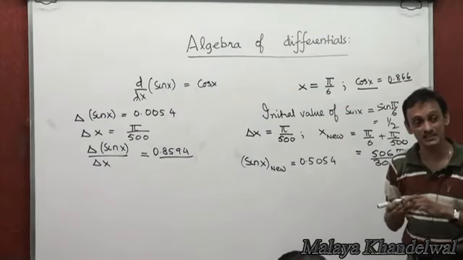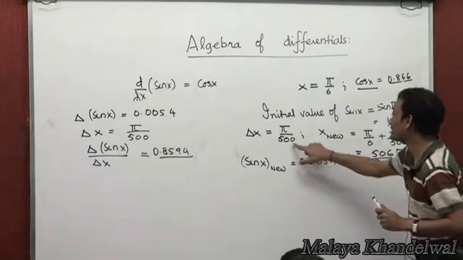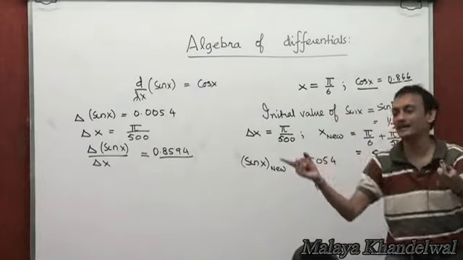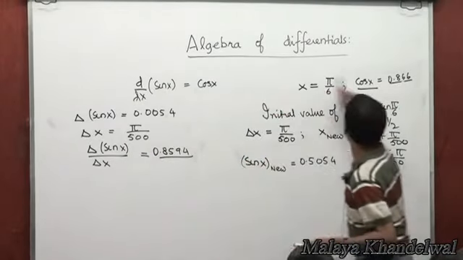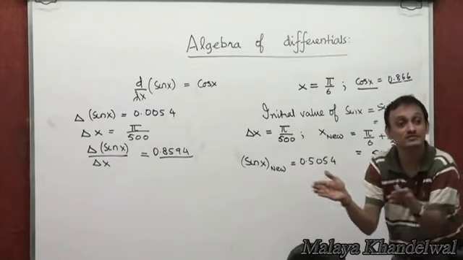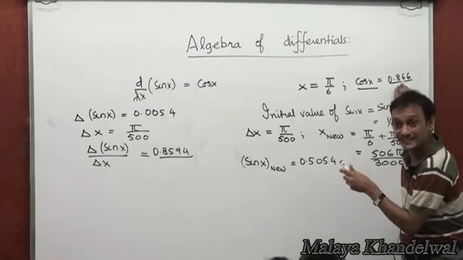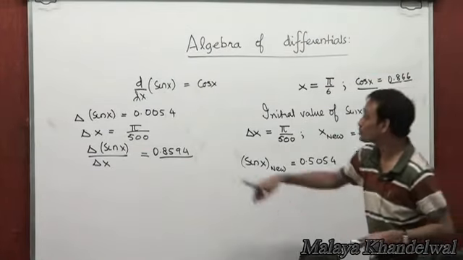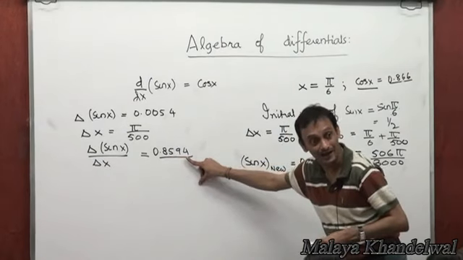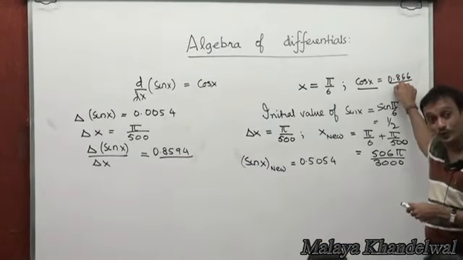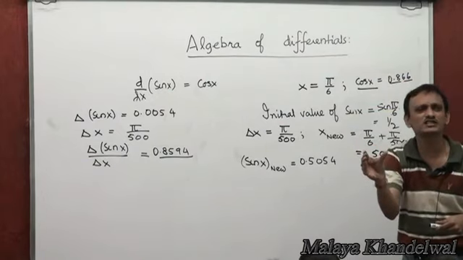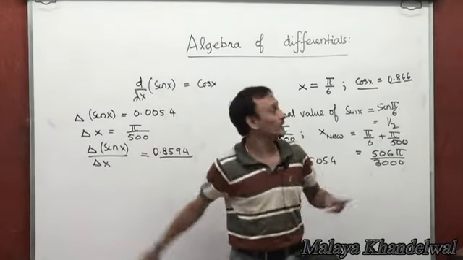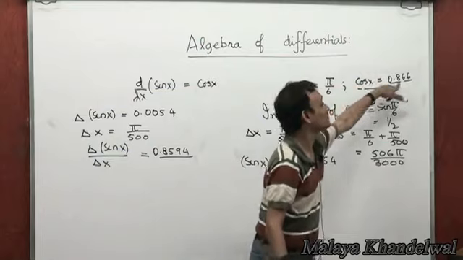Now, my contention is, if you decrease delta x further, let's say you make it pi by 5000, and again compute new sin x, old sin x, and the change in sin x by sin x, it'll close in. It'll come even closer to 0.866. You make it pi by 500,000, and this ratio will come closer and closer to 0.866. That means when delta x is made smaller and smaller, the change in sin x by change in x will come closer and closer to cos x. Just this.